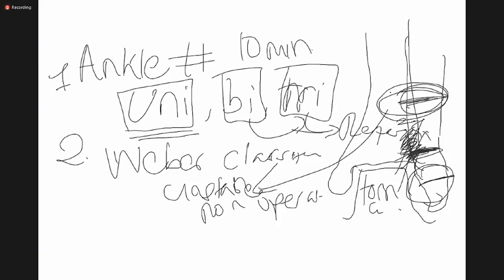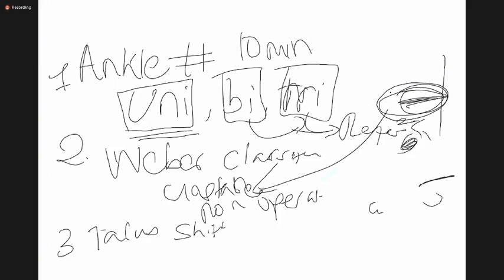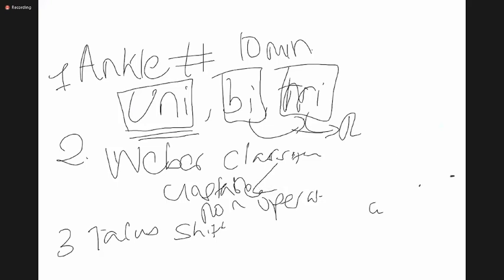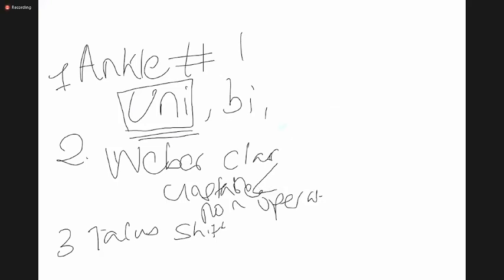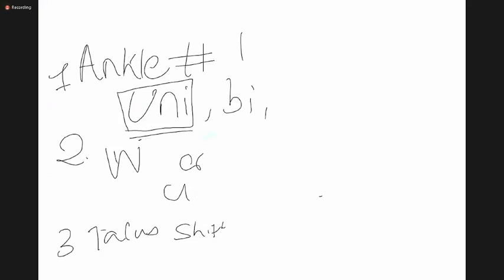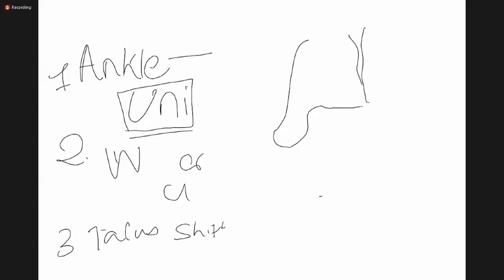The third is shifted or not shifted. I will illustrate this like this. If you have an ankle fracture, you look at the medial clear space. That's where usually you look. So this is the medial malleolus, that is the lateral malleolus, and this is the talus. You look at the talus, and let's say the talus looks like that.